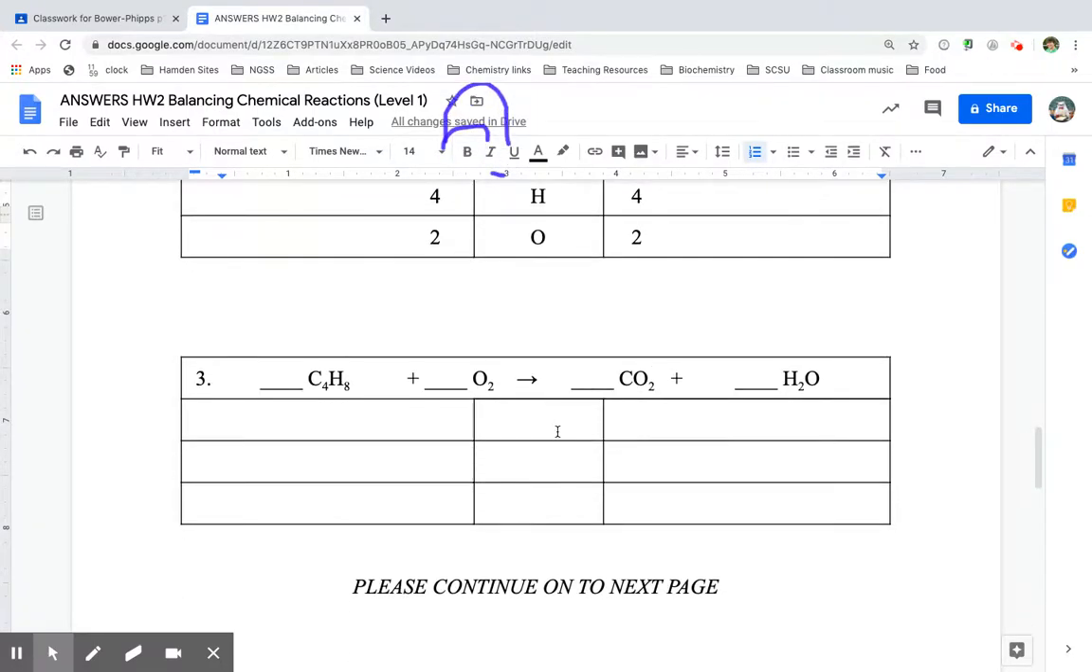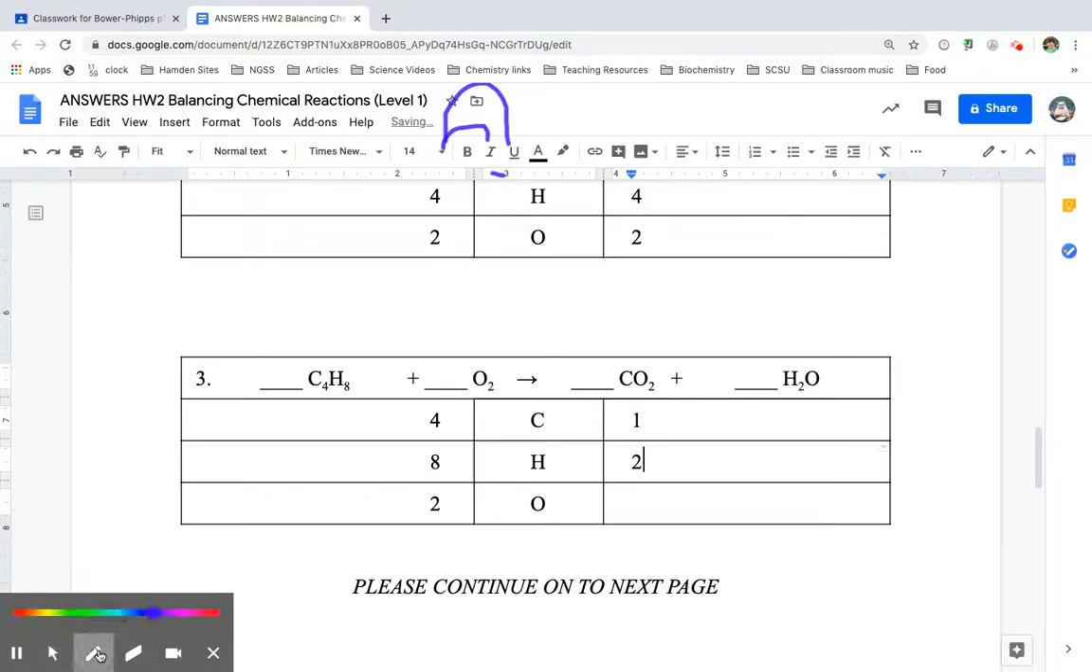Let's try number 3. C's and H's and O's. On the left-hand side, I have 4 C's, 8 H's to start, and 2 O's. On the right-hand side, I have 1 carbon, 2 hydrogens, and I'm counting oxygens, remember, in 2 different places. I'm counting 2 oxygens here and 1 oxygen there. So I have a total of 3 oxygens. Always balance the carbons first. If I have 4 on the left, I want 4 on the right, so I put a big 4 here.